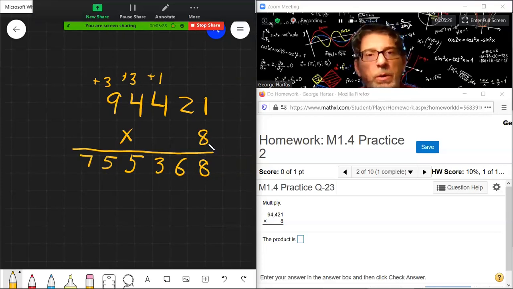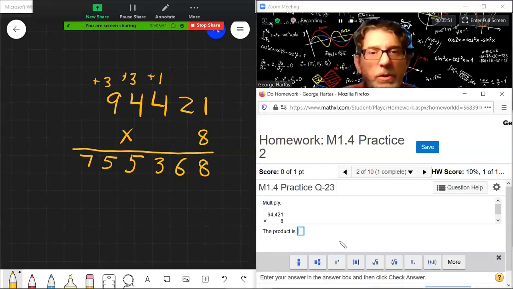Notice that there was no hiccup or delay when I'm multiplying these single-digit numbers. That's how it has to be. You can't get stuck on trying to figure out what 8 times 4 is. That's module 0, MO6 section. Okay, so make sure you know your facts. Let's try that number and see if that works. 755, 368.